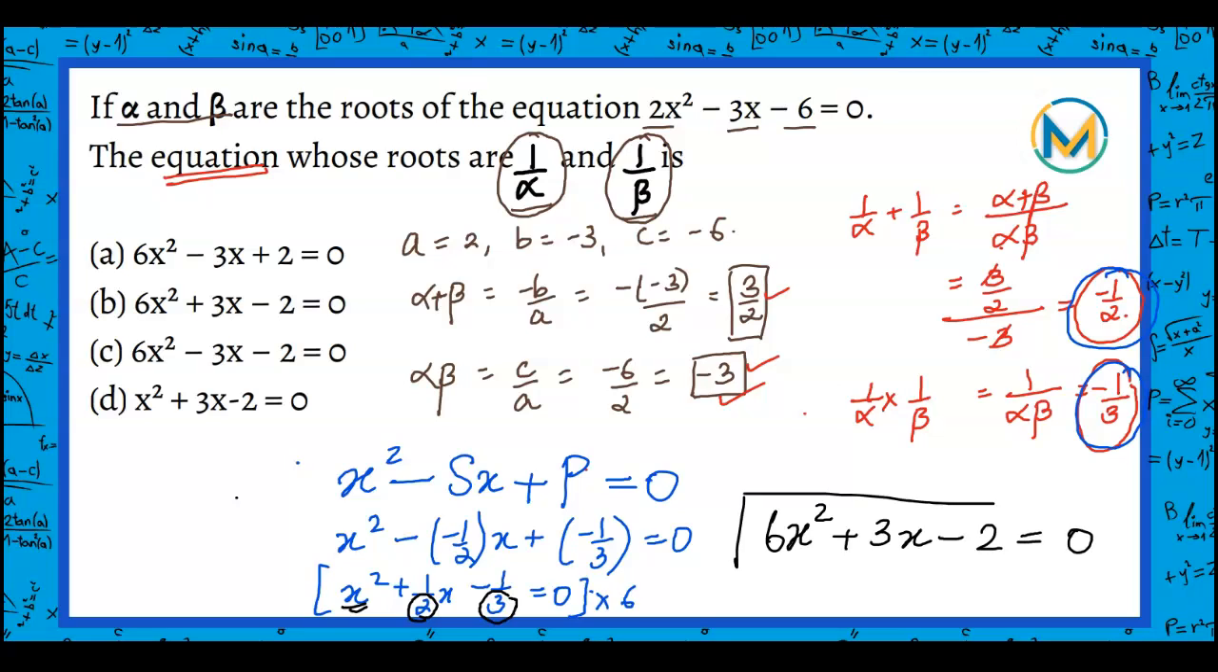So this is the actual equation whose roots are 1 upon alpha and 1 upon beta. So our option is option number B. 6x square plus 3x minus 2 is equal to 0.